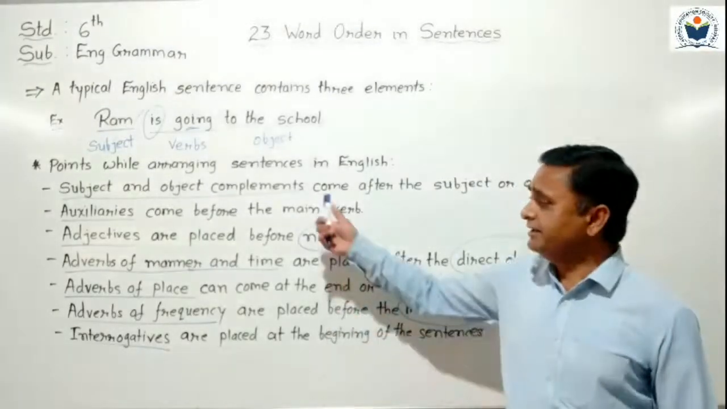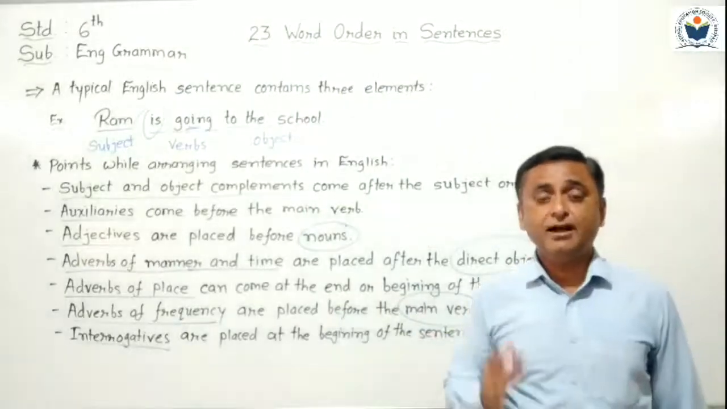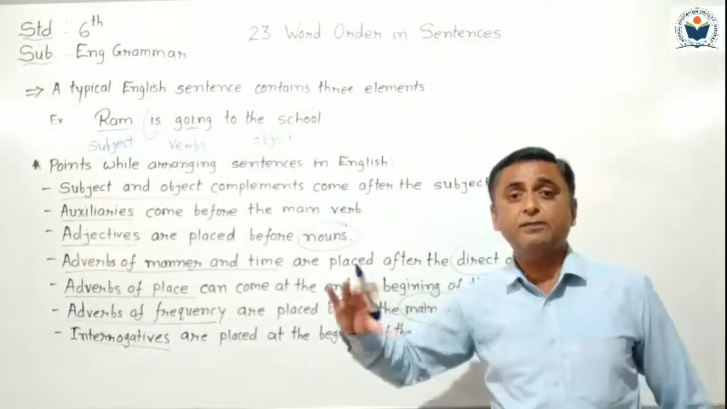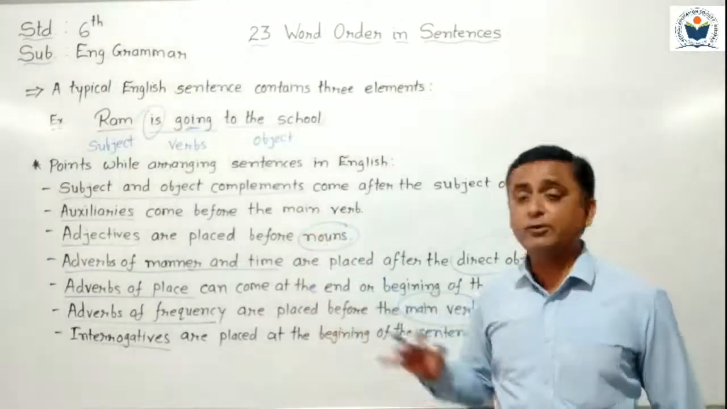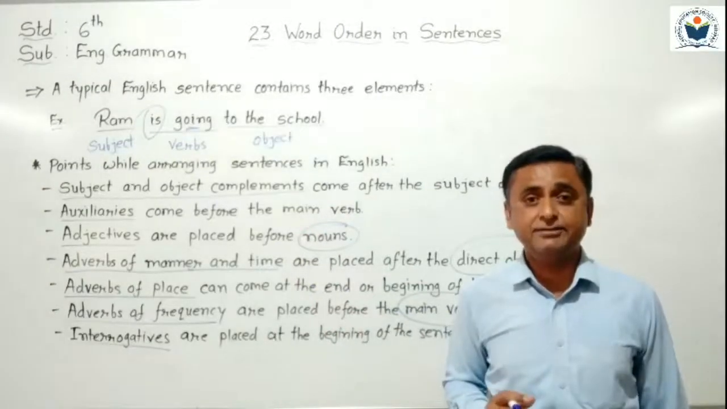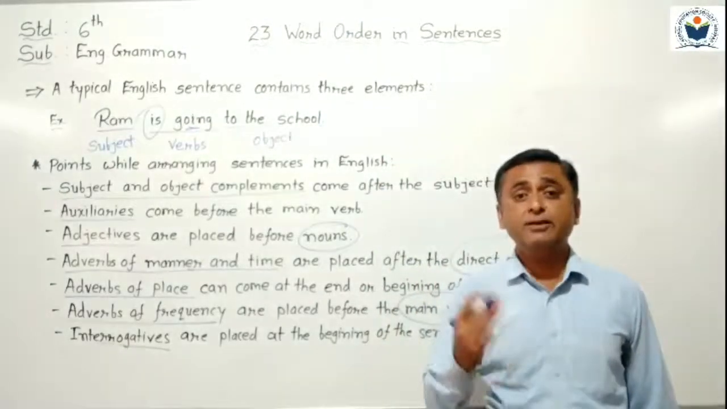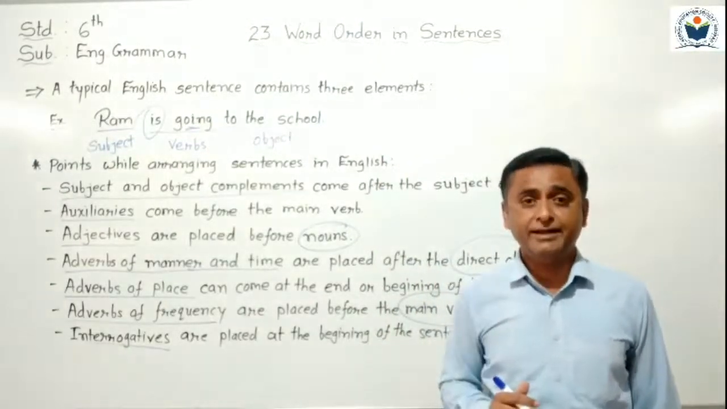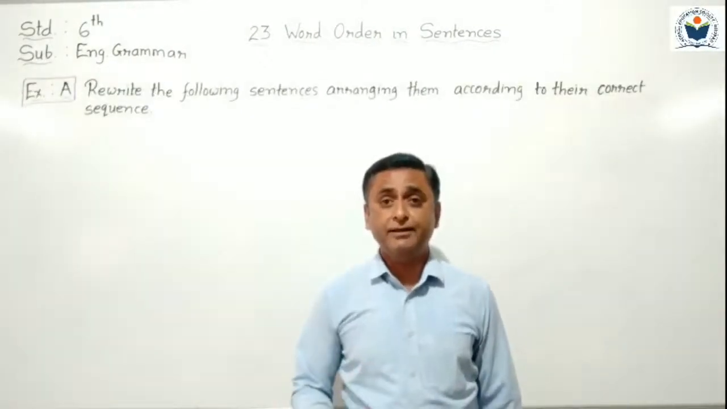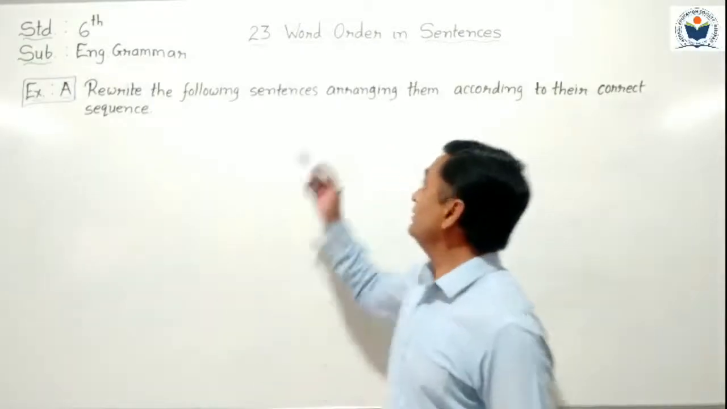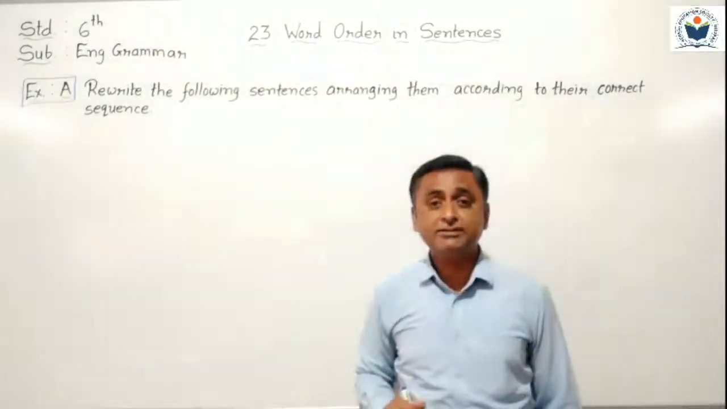Can you understand? It is a few points on how we arrange a sentence, how we arrange the words to form a complete sentence. Okay? So you have to keep in mind all the points while you are arranging any sentences. This is the teaching points related to word order in sentences. Now based on that, we have to do one exercise here. Now students, based on our learning, the word order in sentences, we have to do one exercise here.